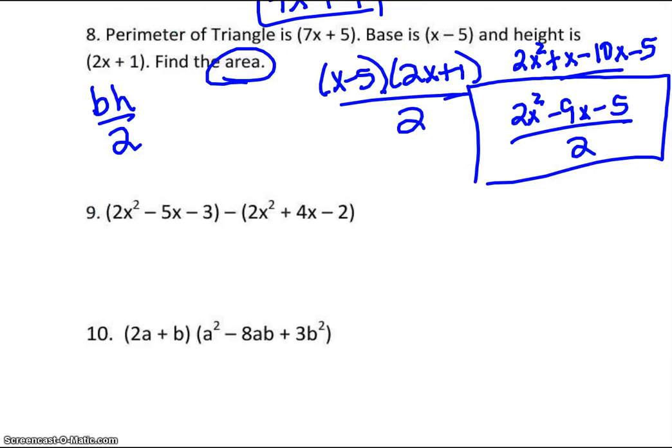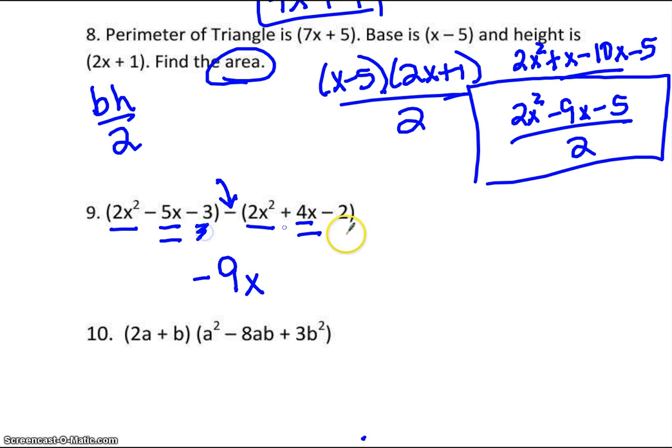All right, number 9. Now remember, always look and see what's happening. We are subtracting here, okay? So think about that. You're going to have 2x squared minus 2x squared. So 2 minus 2 is 0. It's gone. That means there's not even an x squared written down. Then you have negative 5 minus 4. So in your calculator, because of all these signs, negative 5 minus 4, and you get negative 9x.